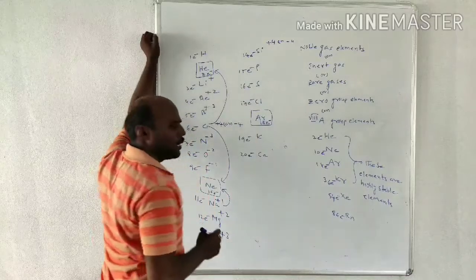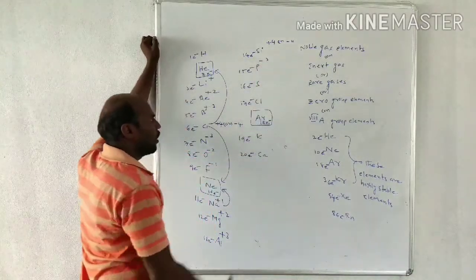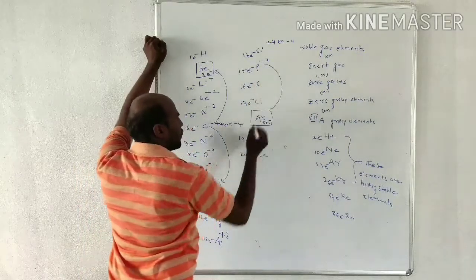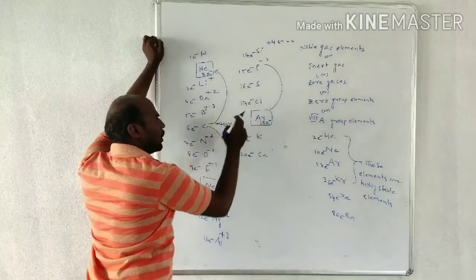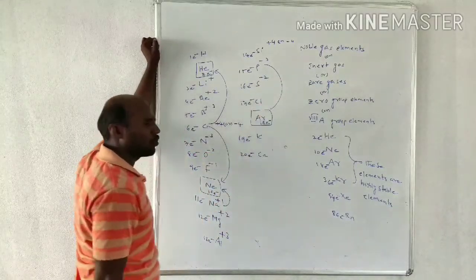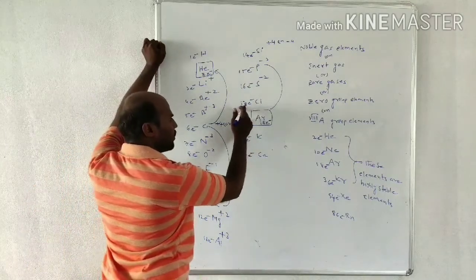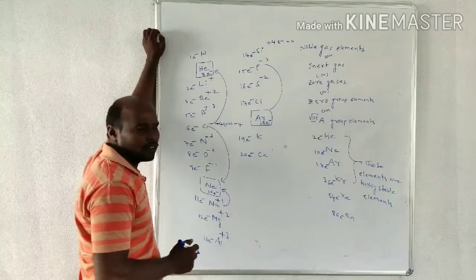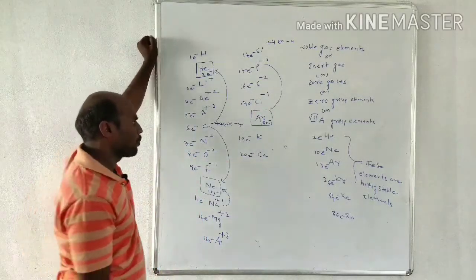Phosphorus gains how many electrons? 3 electrons to reach the argon configuration. Sulfur, how many electrons? 16 electrons. It is nearer to argon. Sulfur gains 2 electrons to get the nearest noble gas configuration of argon. Chlorine has 17 electrons, converted to 18 electrons, so it gains 1 electron to reach argon.